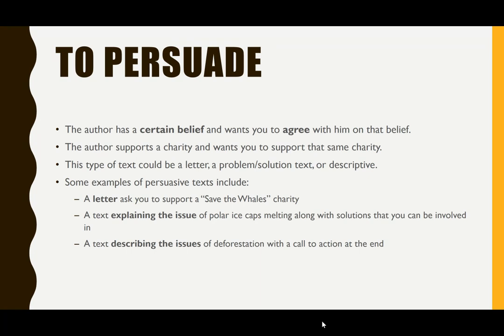Some examples: a letter that asks you to support Save the Whales charity, a text explaining the issue of polar ice caps melting along with solutions that you can be involved in, or a text describing the issues of deforestation with a call to action at the end.